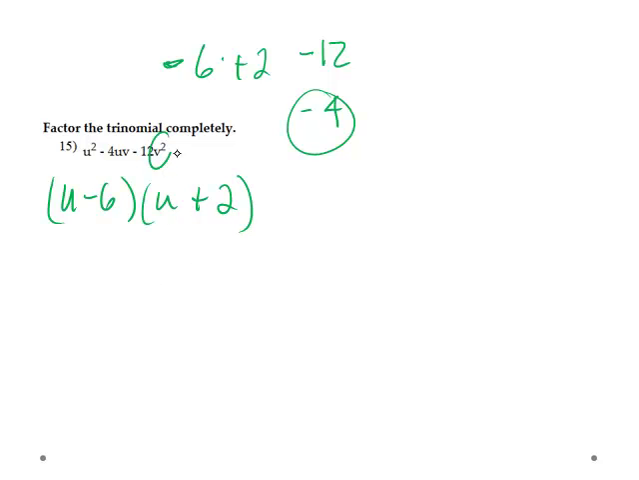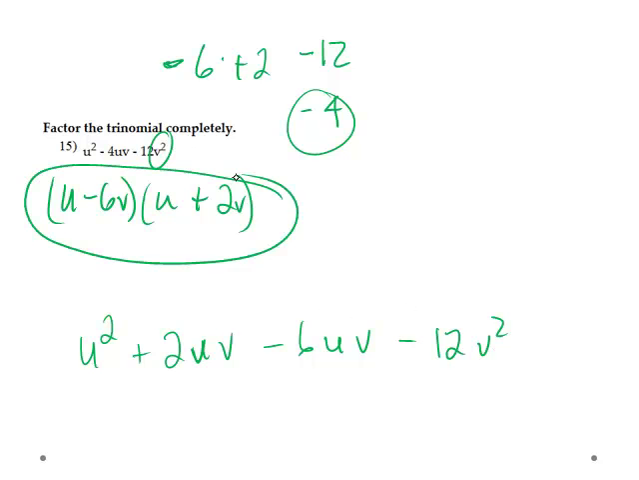The only thing is we have to make sure we get a v in here because our last term has a v in it. So if we multiply this out by FOILing it, we get first u squared, outsides plus 2uv, insides minus 6uv, minus 12v squared. So it does factor, and there's our answer.